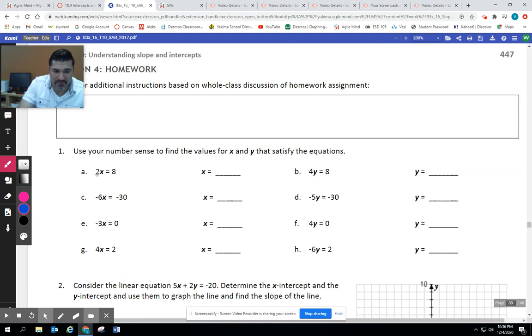Okay, notice we had simple problems like this, 2x equals 8. This is good practice. Right away, you should be able to say, okay, this is 4, and be able to write that in. Here, you should be able to figure out what x is, okay? Negative 6 times what equals negative 30? Well, this would be a positive 5.